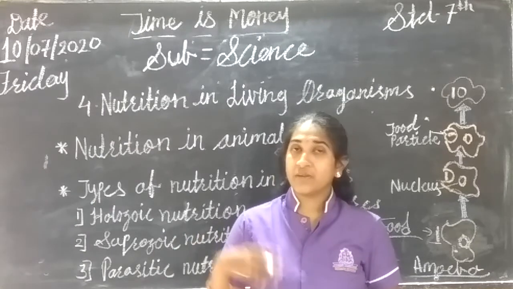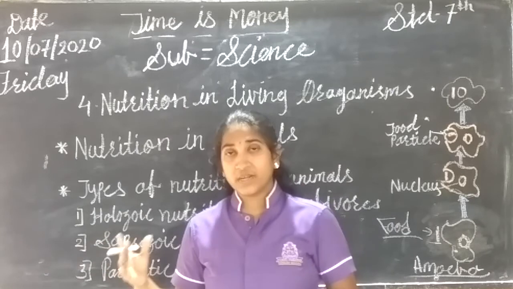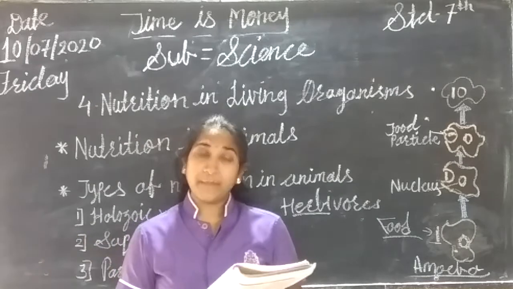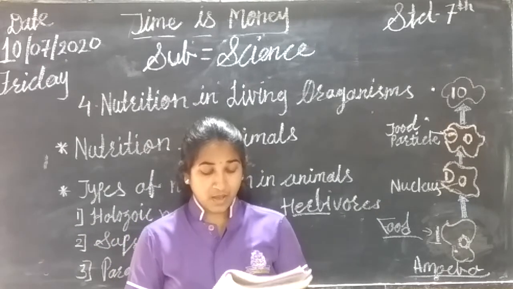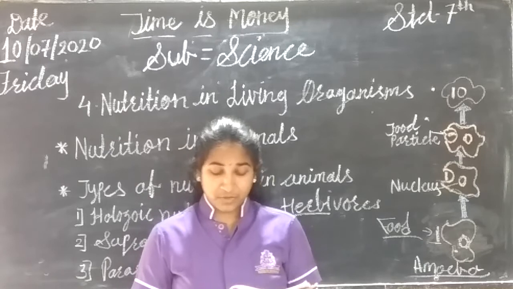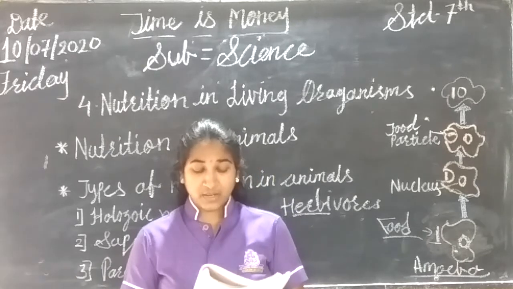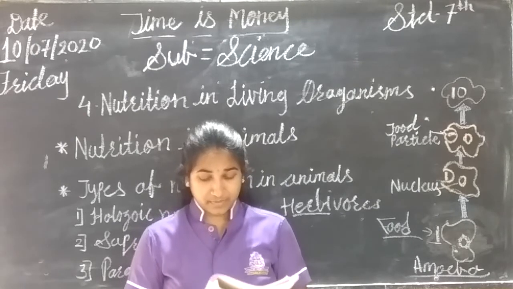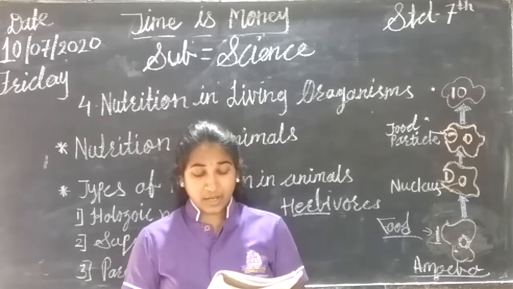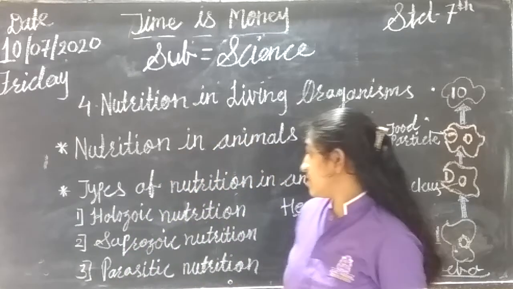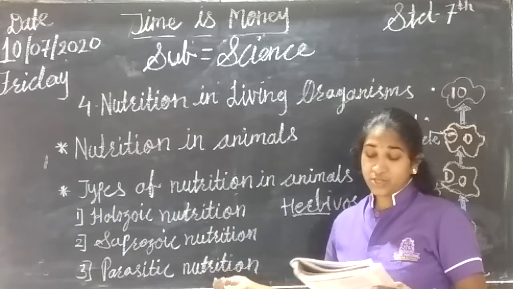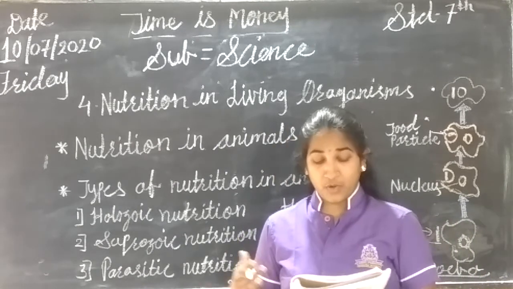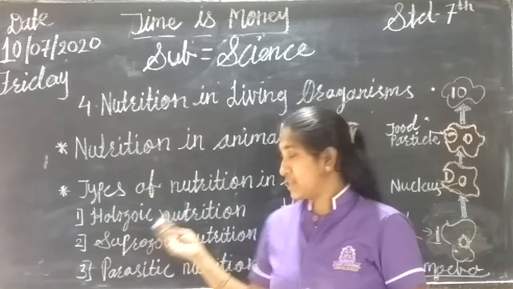See, some animals depend on other animals and they obtain food from those animals only. These animals are called parasites, and this is called parasitic nutrition. Some animals live on the body surface of other animals and obtain their food by sucking their blood. This is called ectoparasitic nutrition. See, in that also, parasitic nutrition means what? The animals obtain their food from animals on whom they are dependent. This is called parasitic nutrition.